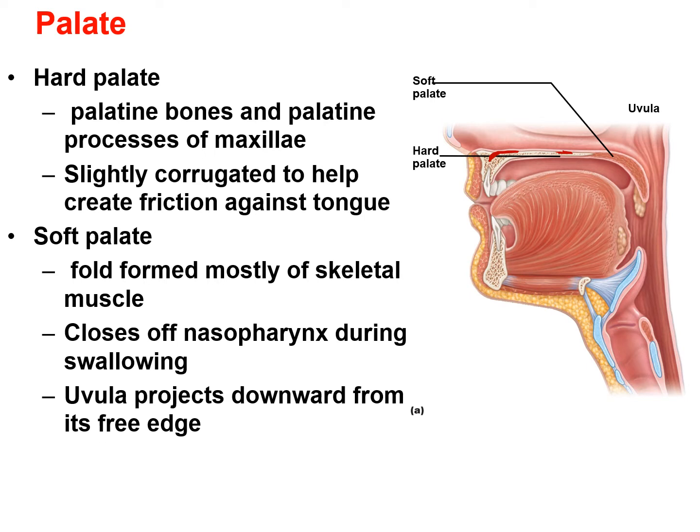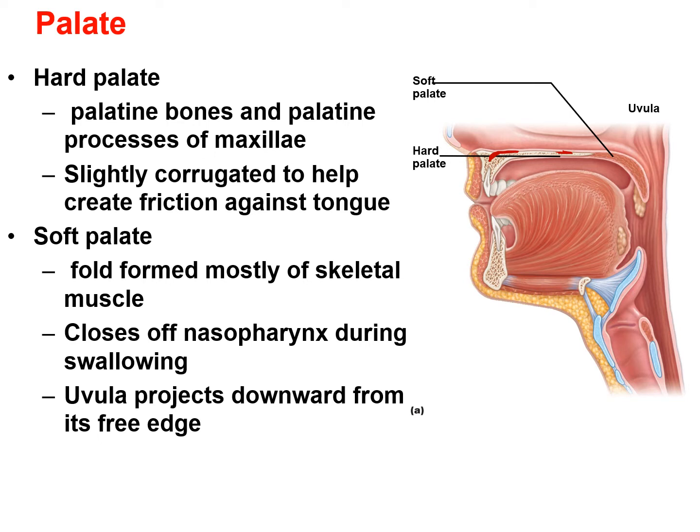If you touch the roof of your mouth with the tip of your tongue, you can feel these ridges or corrugations on the roof of your mouth. This is going to be your hard palate, and these ridges actually create friction against your tongue and help with manipulation of food in your oral cavity.